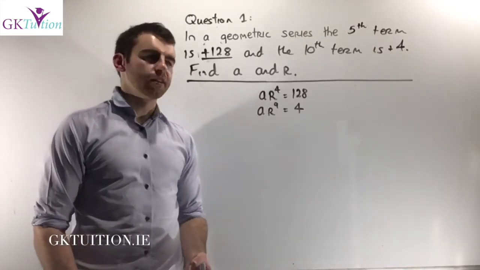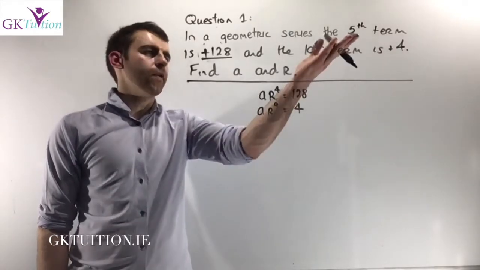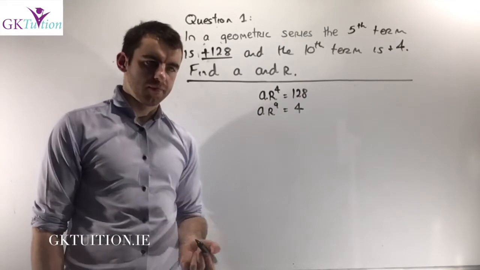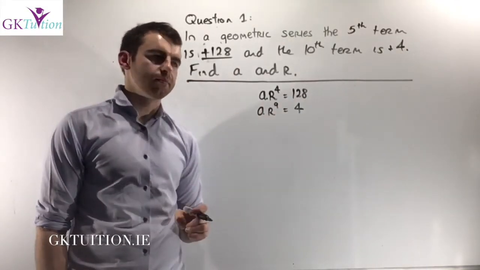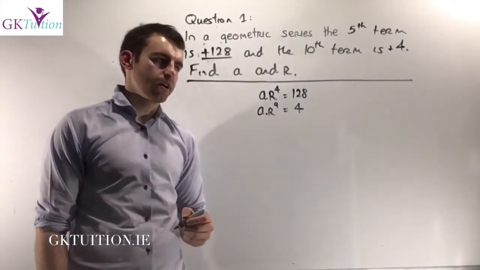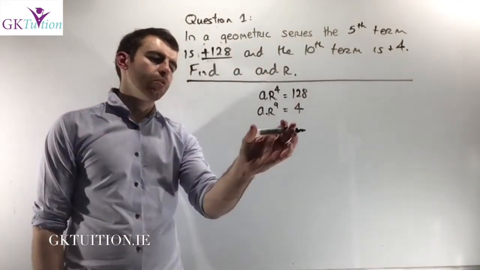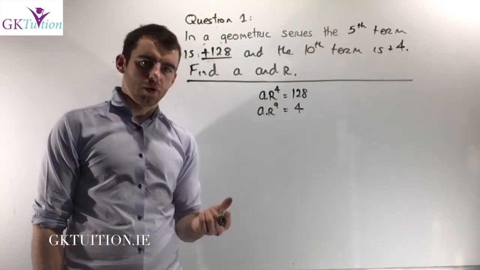So in order to start this one off, you need to realize that in a geometric series, the 5th term can be described as a r to the power of 4. And in this specific series, I know that that is equal to 128. The 10th term is a r to the power of 9. And in this case, that's equal to 4. And at this stage now, I have two equations and two unknowns, so I can find the value of a and the value of r.